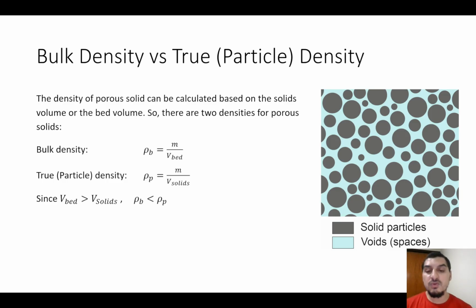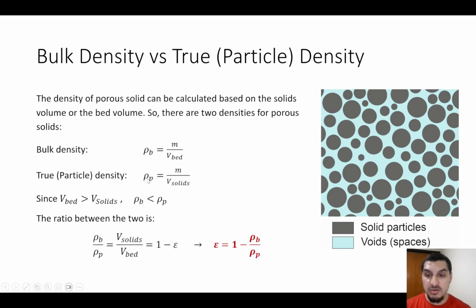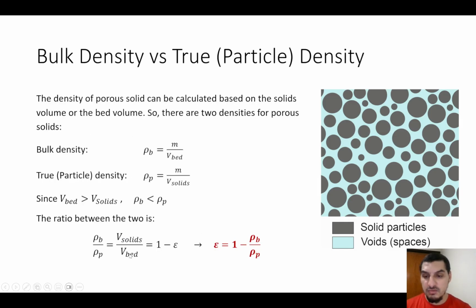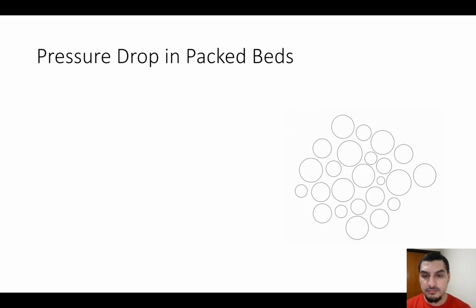Now we can get the relation between these two densities. If we divide these two densities, the bulk density over the particle density, we get the volume of solids over the volume of the bed, which is 1 minus epsilon. If you remember, if you go to the previous slide, epsilon is 1 minus V solids over V bed. So this is V solids over V bed, which is 1 minus epsilon. Or we can say that epsilon is 1 minus rho bulk over rho particle, or rho bulk is rho particle times 1 minus epsilon, which is the same thing. So it's easy to calculate the bulk density if we know the particle density and the porosity, or to calculate one of them if we know the other two.